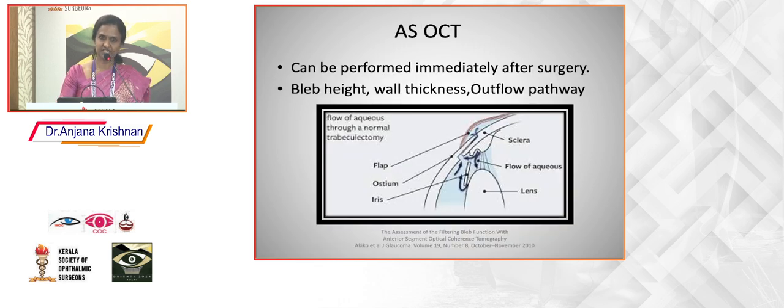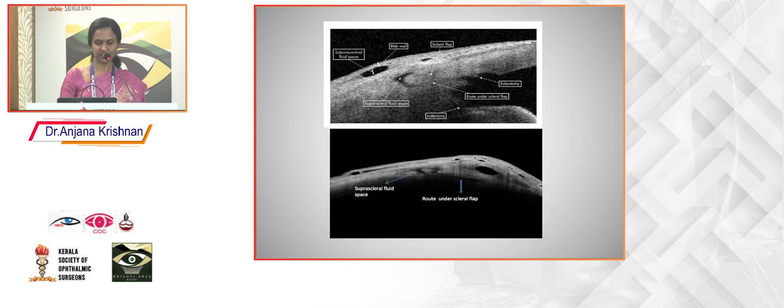The ASOCT can be used to assess the bleb height, wall thickness, and outflow pathway. And as you can make out, the outflow pathway consists of the sclerotomy or the internal ostium, the route under the scleral flap, and then through the edges of the flap into the subconjunctival space, and from there it's filtered into the tears, through the veins, and into the posterior episcleral space.